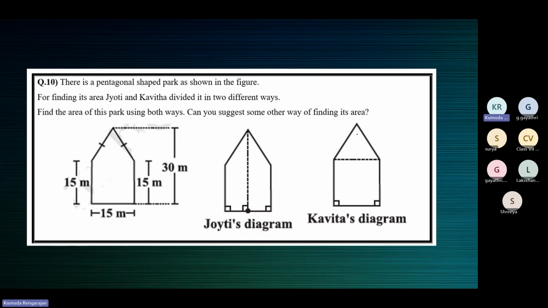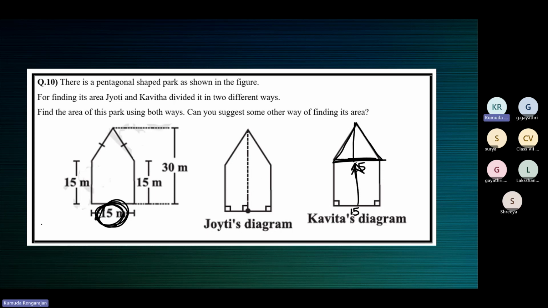Okay. So the area of this triangle will be half base into height. Area of triangle formula, half base into height. This is the base, 15, because you can see it's given here, 15. So the opposite side will also be 15. So half base 15 into height 15.